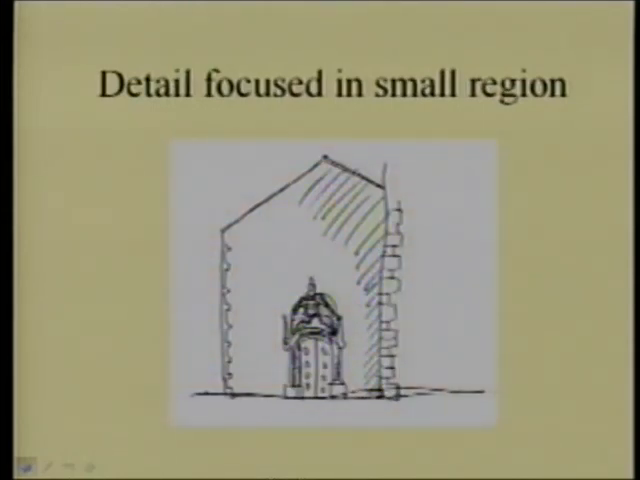Here is an example, probably a Portuguese doorway, where detail is focused in a small region. The rest of the wall remains plain because there is no need for any other detail. The detail exists exactly where you want it, on the door, around the door, approaching the door. When you are entering through the door, there is more and more detail as you pass through the door. So this serves the best purpose for using focused detail in a small region.